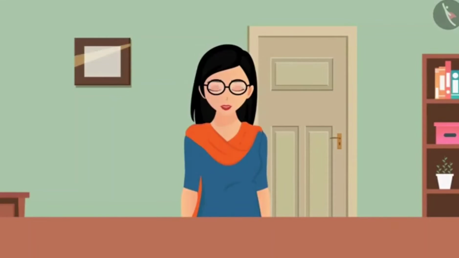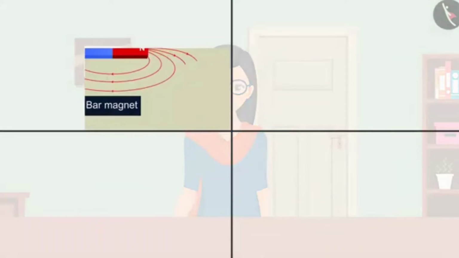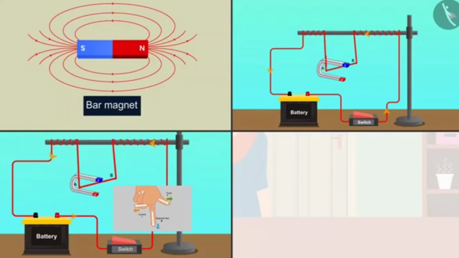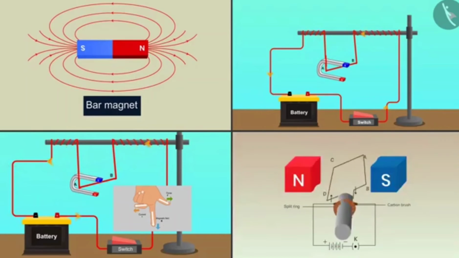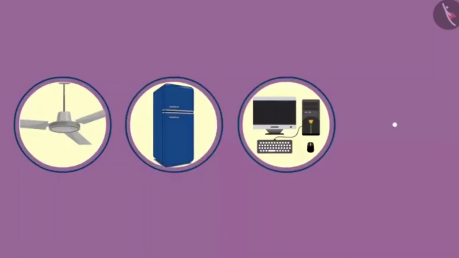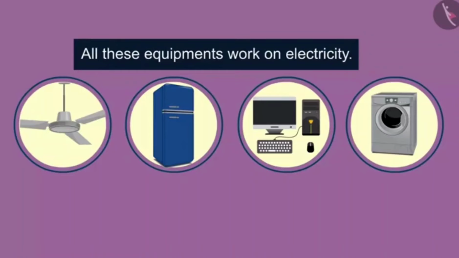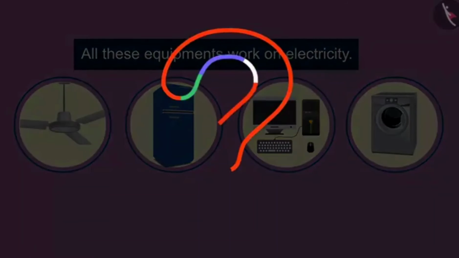In our last video, we understood what happens when a current-carrying conductor is placed in a magnetic field. We also understood Fleming's left-hand rule and the working principle of the electric motor and its applications like fan, refrigerator, computer and washing machine. All these equipments work on electricity. Have you ever thought about how we generate electricity?